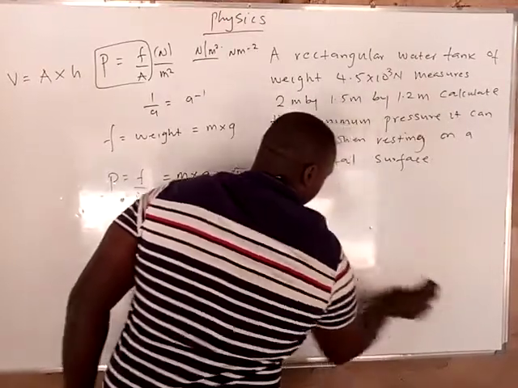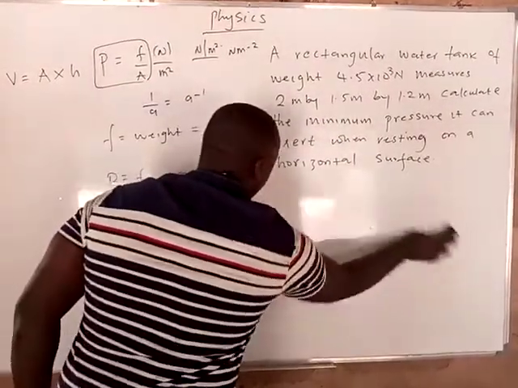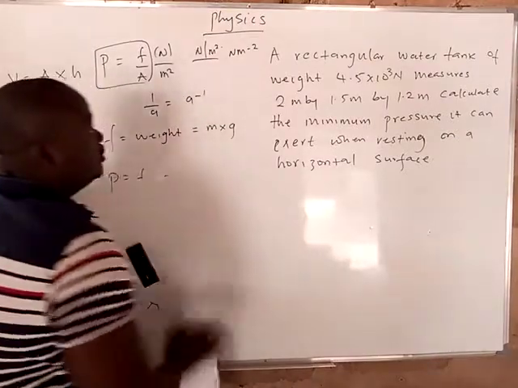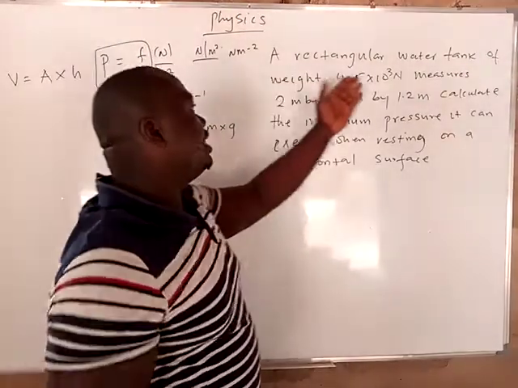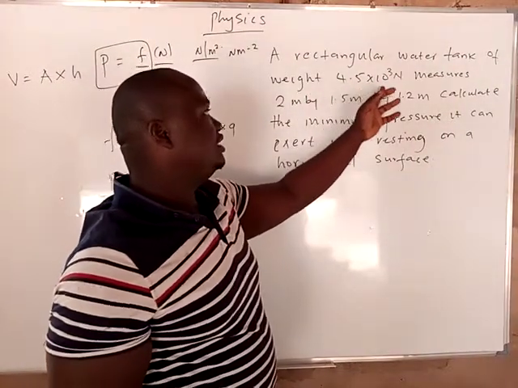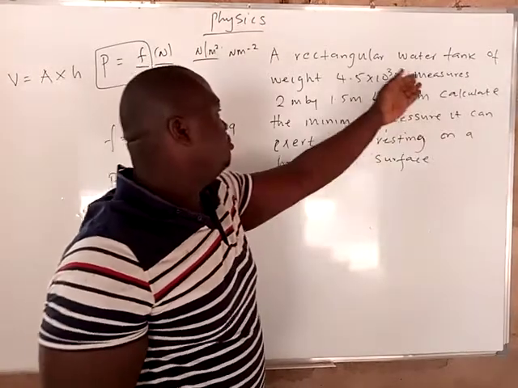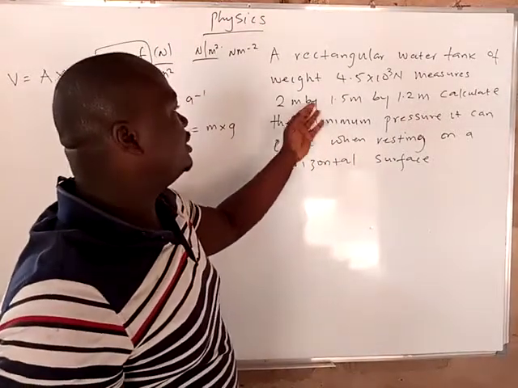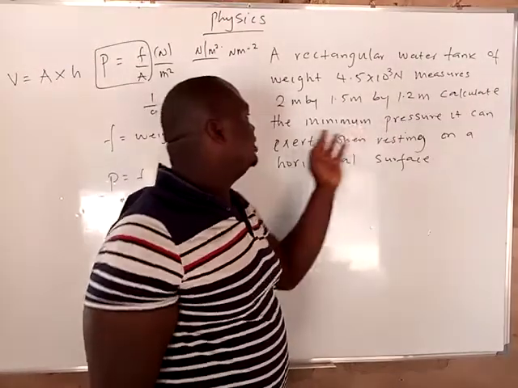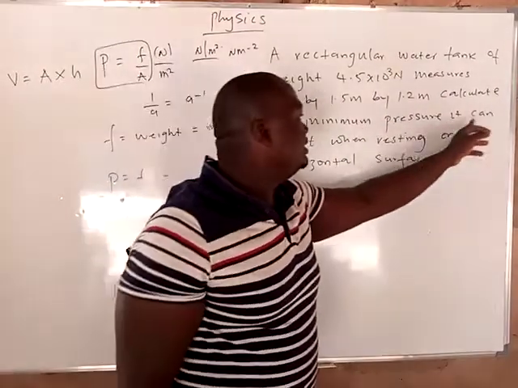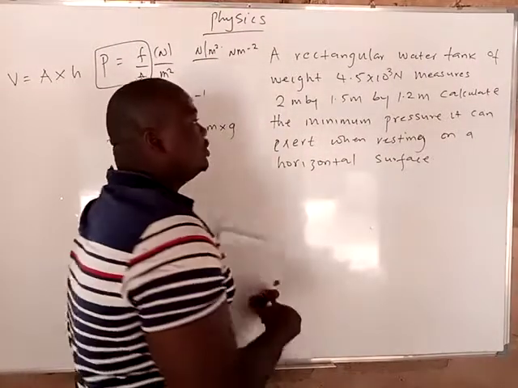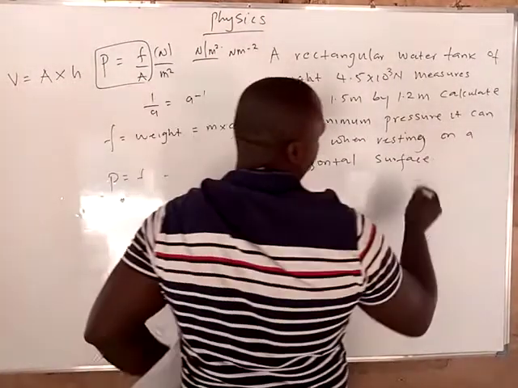Now, using the above, you can see the question: a rectangular water tank of weight 4.5 times 10 to the power of 3 newtons measures 2 meters by 1.5 meters by 1.2 meters. Calculate the minimum pressure it can exert when resting on a horizontal surface.